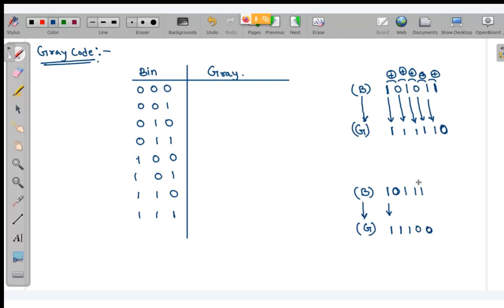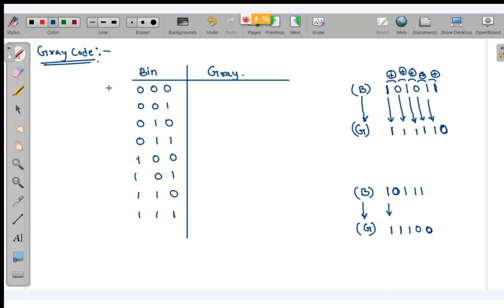Is this clear, everyone? Any doubts in this? Okay. Chandana, you have some doubt? Okay, fine.